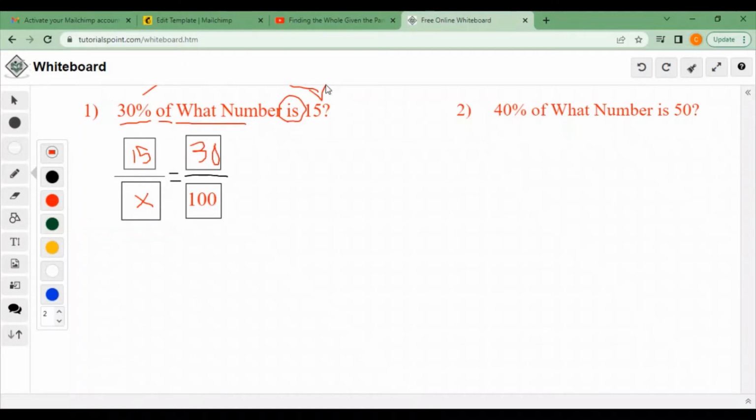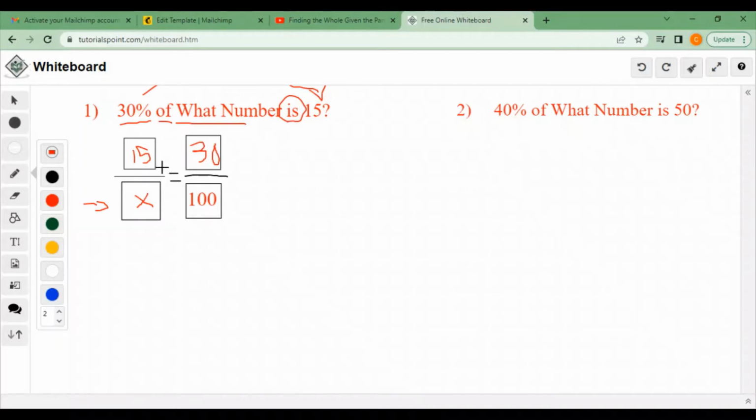So this is how you'd want to set up a question like this. And I'm going to just go ahead and walk you through how I would do it. At this point, we have what's called a proportion. A proportion essentially is two fractions set equal to one another where you're trying to solve for a part you don't know. And since we don't know what that number is, 30% of a number is 15. What's that number? We're going to try to solve for it. And we do that by a process called cross multiplication and division.